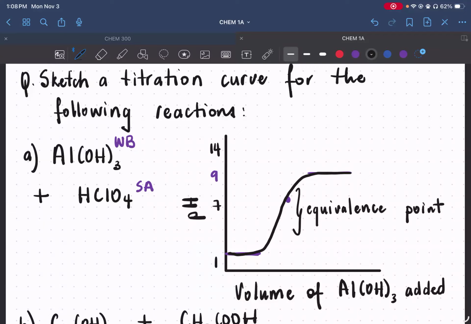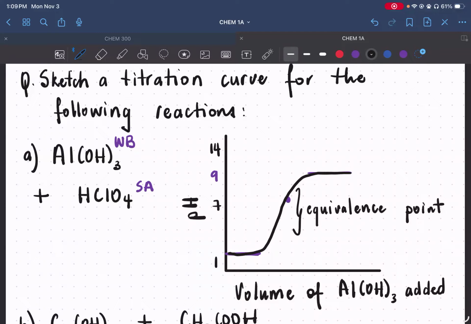And this is the extent to what I could potentially ask you of such a question. I could either ask you, draw me a graph, or I could say, of the graphs below, which one most closely represents a weak base and a strong acid? So I simultaneously need you to know how to draw these graphs and know how to identify them.